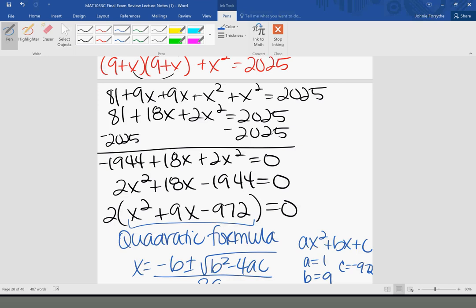Whoa. Something's wrong with this problem, because my answer is not the answer. Let me see. Minus square root squared minus 4a c. Yeah, something is weird with my answer.